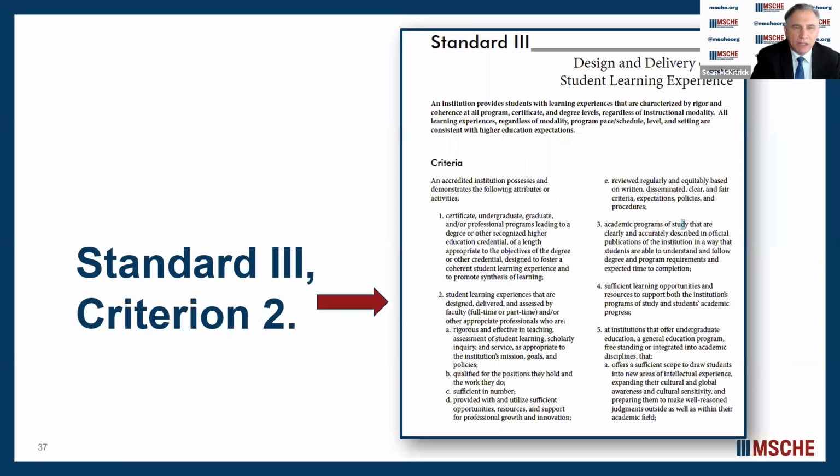If you haven't already, the reference for this exercise will be standard 3. We're going to look at criterion 2, which really contains the faculty expectations. Criterion 2 of standard 3 says student learning experiences that are designed, delivered, and assessed by faculty, addressing sub-criteria A, B, C, D, and E, by looking at an evidence inventory approach that is admittedly fake.